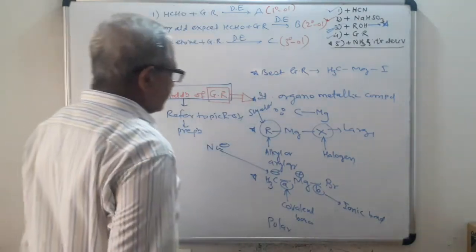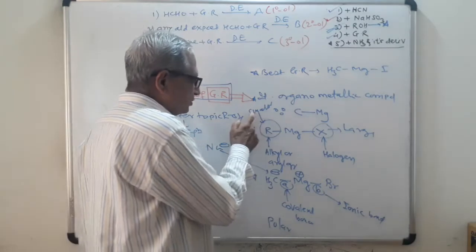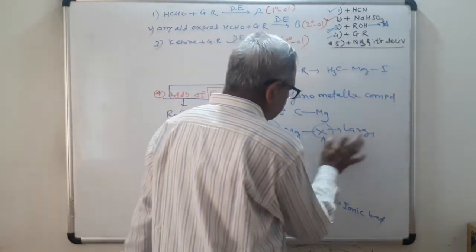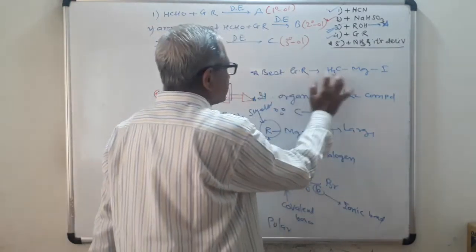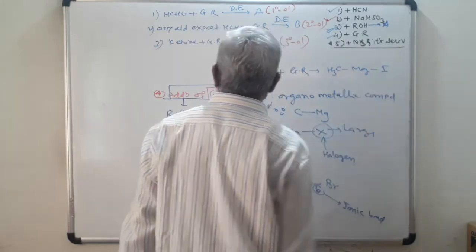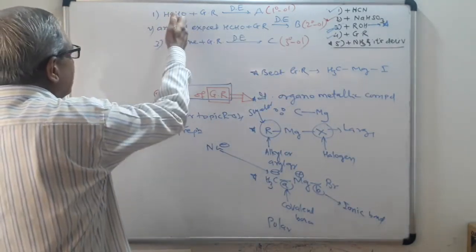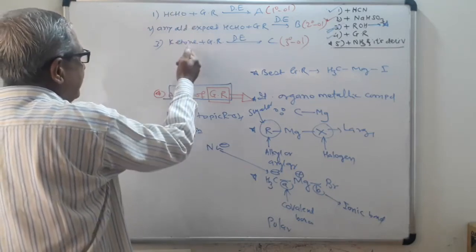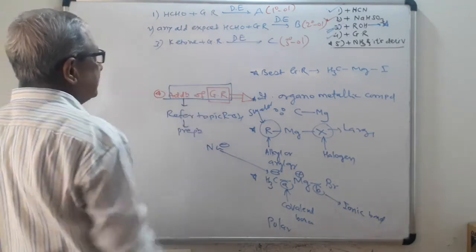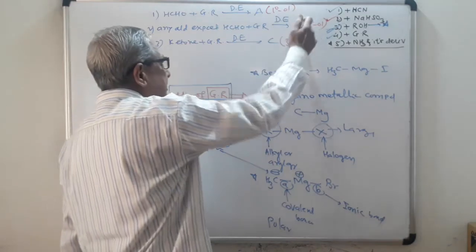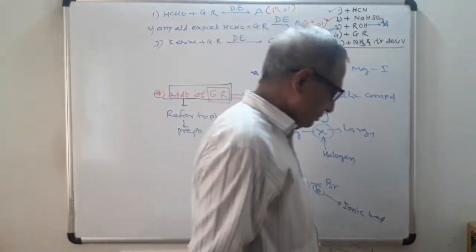Now, which is the best Grignard's reagent? In which case R is smaller in size and X is larger in size. Therefore, the best Grignard's reagent is methyl magnesium iodide. Now, see another objective question here. Formaldehyde, any aldehyde except formaldehyde, and ketone when treated with Grignard's reagent result in primary, secondary and tertiary alcohol respectively.